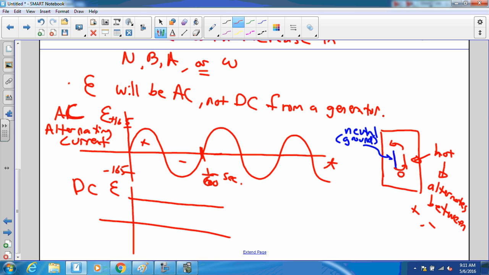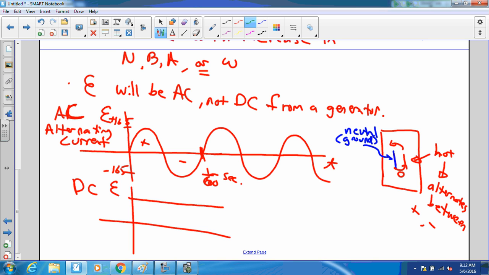The high wires are going to be something like 150 kilovolts, but very low current, and then it's going to step down to, by the time it gets to your house, 120 volts at a much higher current. Speaking of 120 volts, what did I mean by that?